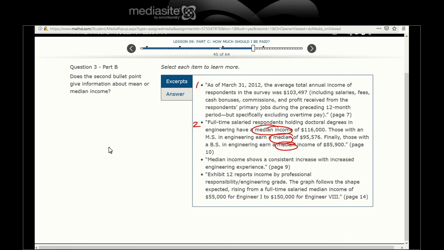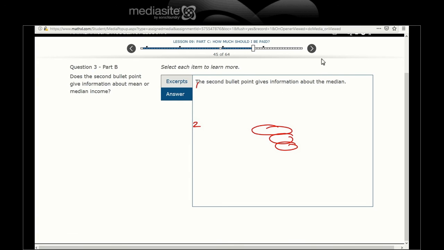Median means half the people have a salary below that amount, half of them have a salary greater than that amount. So median income, half the incomes are less than 116, half of the total number of incomes are over 116. Okay. Not on average. This is a position on the list of incomes from high to low. So the answer is median. Yes.